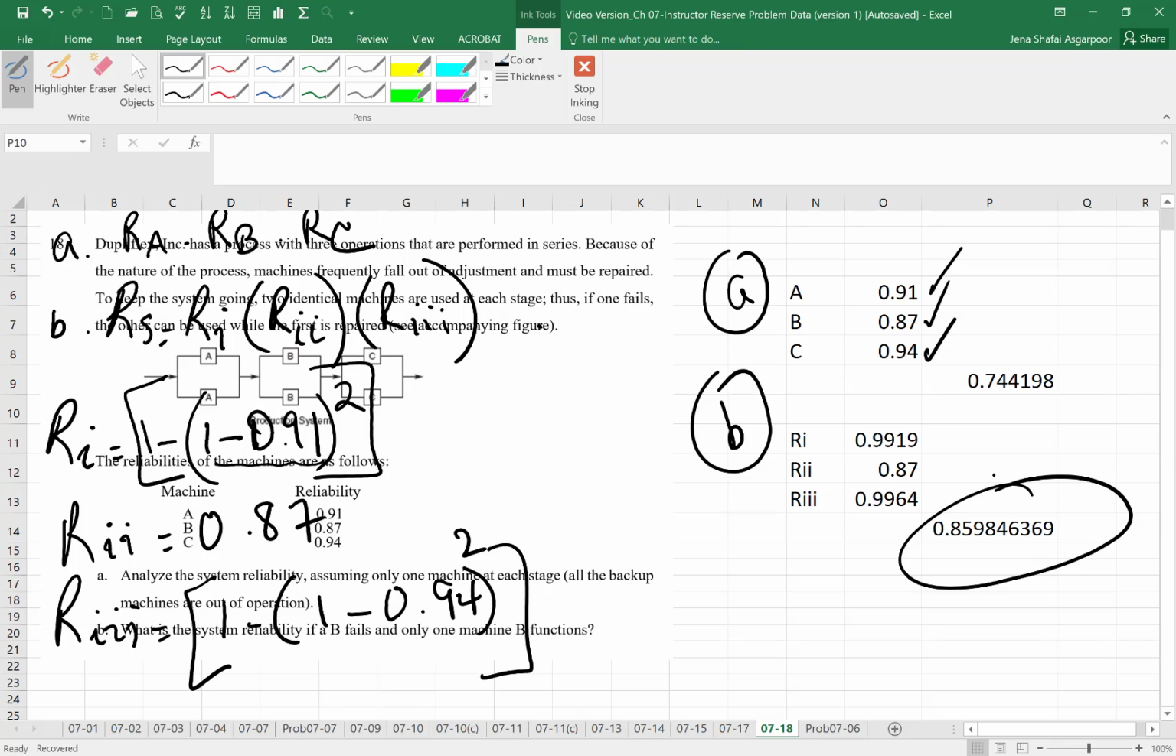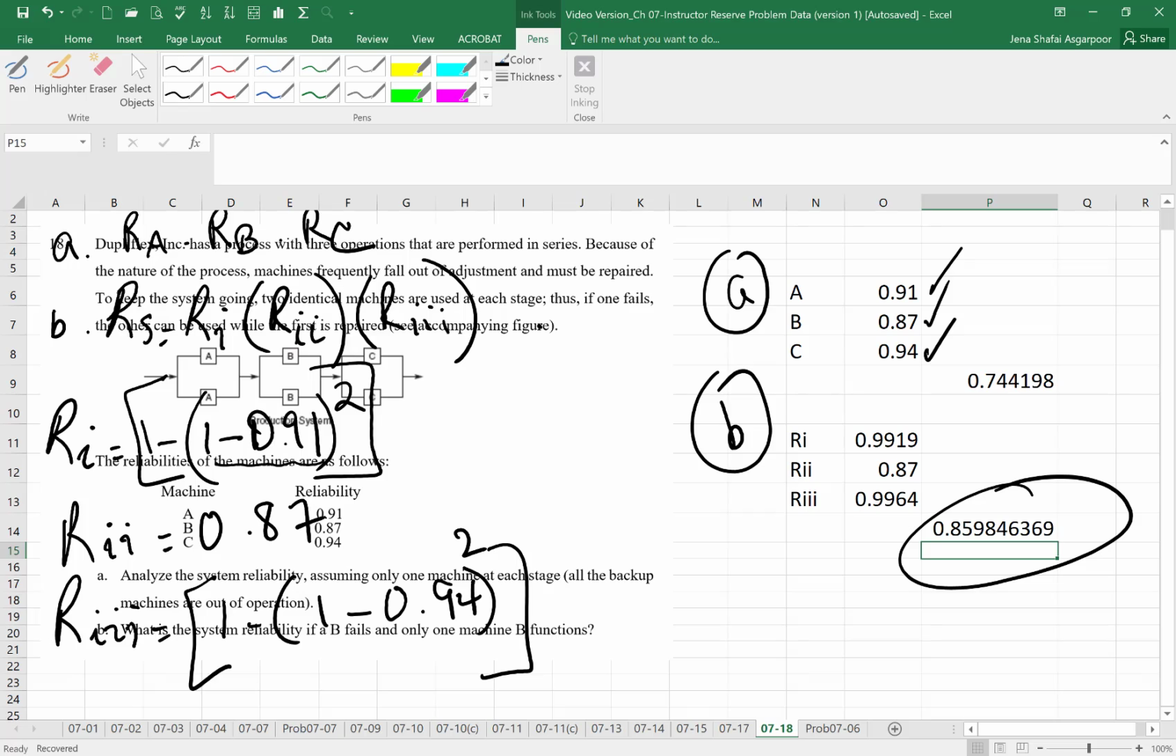And for each of these, we can see the reliability is computed as the failure squared subtracted from 1. The same thing is for C, failure squared subtracted from 1, and this is the product of the 3.